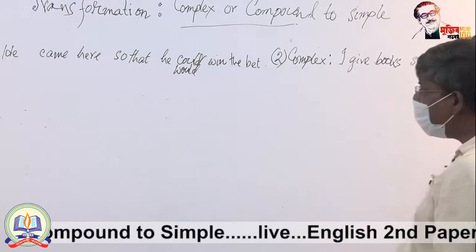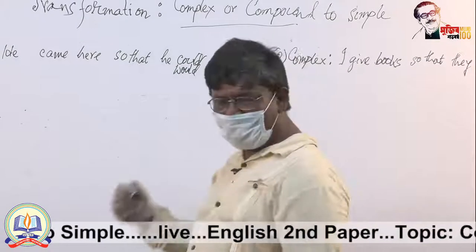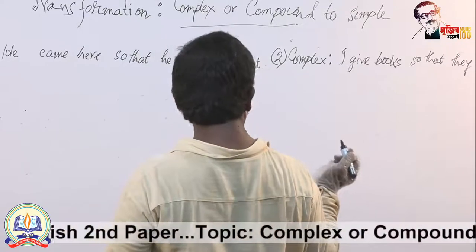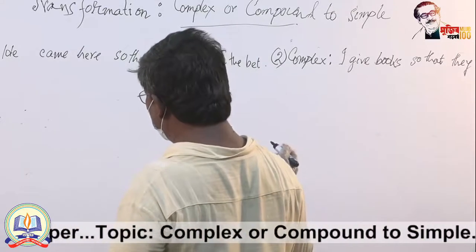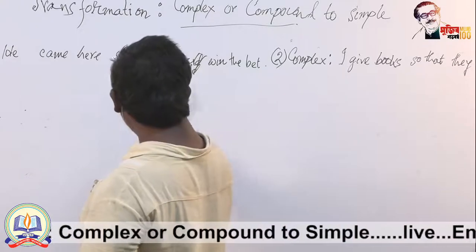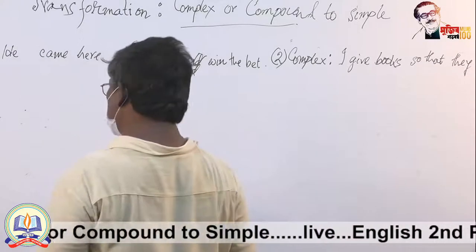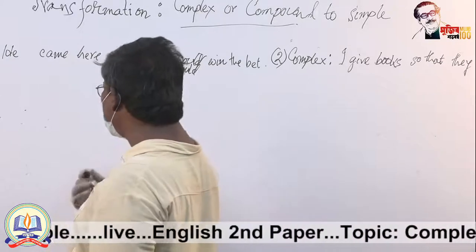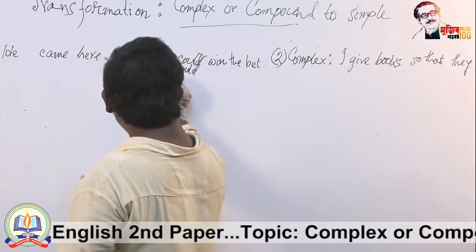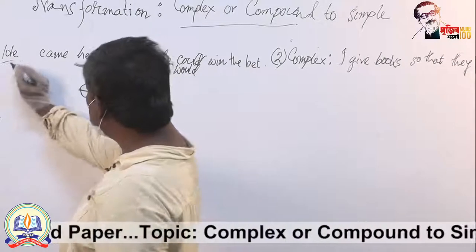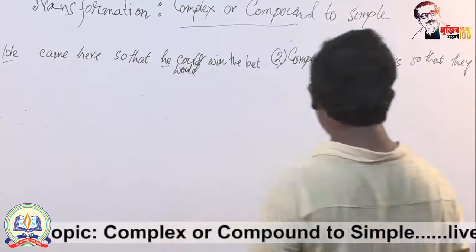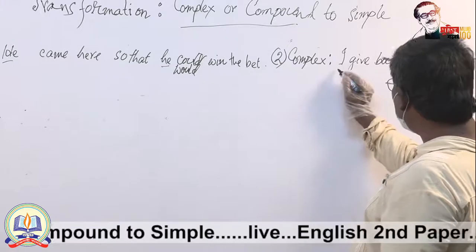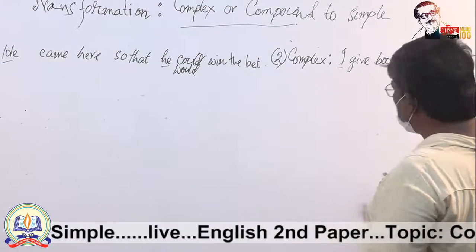There is a slight difference, a little difference, a small difference between two types of this sentence, two types of complex sentences. In the first example complex sentence, we have he as the subject of both of the clauses. But in the second example complex sentence, we have different subjects for different clauses.